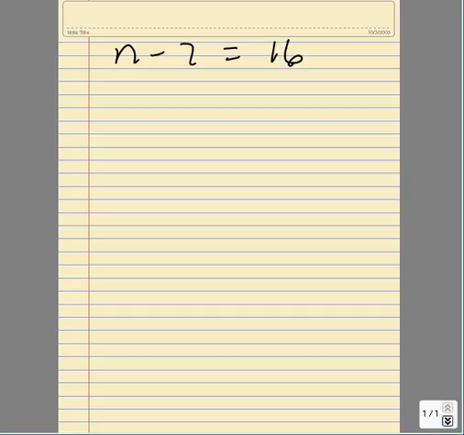Okay, let's go ahead and work this problem out now. Since n is right here and we are subtracting 7, the inverse of subtracting 7 is adding 7. So we're going to add 7 to both sides.